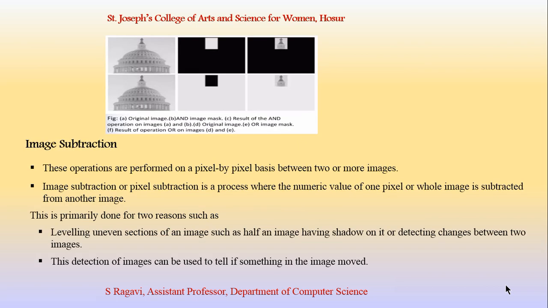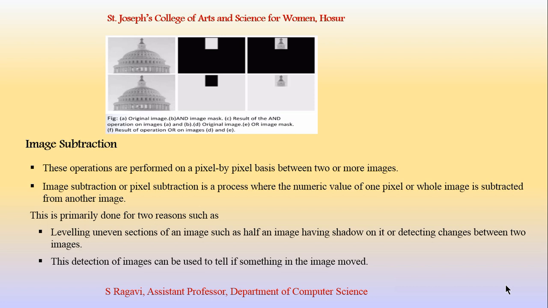Image subtraction. These operations are also performed between two images in a pixel by pixel manner. Image subtraction, or pixel subtraction, is a process in which the numeric value of one pixel or a whole image is subtracted from another image. This is done primarily for two reasons. The first one is for leveling uneven sections in the image.